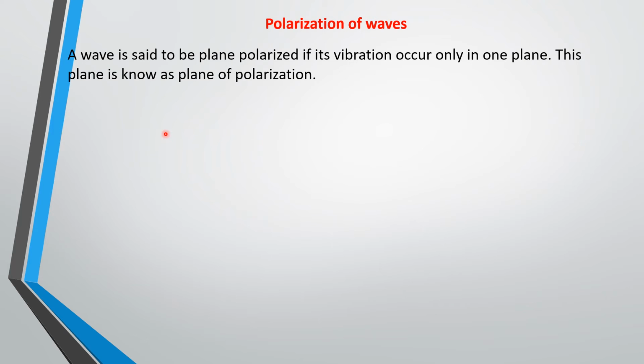And a wave is said to be plane polarized if its vibration occurs only in one plane. This plane is known as the plane of polarization. So this talks about polarization of waves. These are basically the properties of waves, and just take note of them.